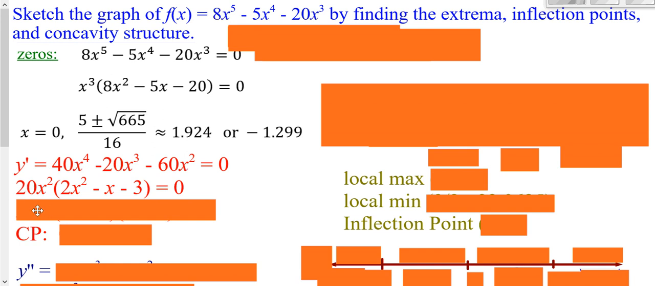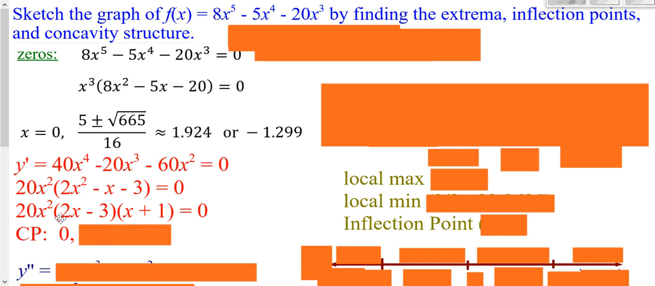So what would cause the first part to be equal to 0? Well, that would be 0. What would cause the second part to be 0? So go 2x minus 3 is equal to 0. Solve that, and you get 3 halves. Set your last parenthesis equal to 0, and you would get negative 1. Those are your critical points from your first derivative.